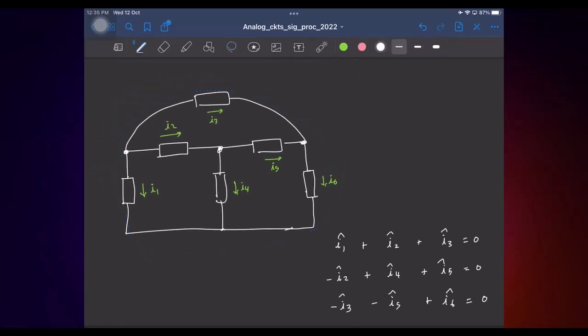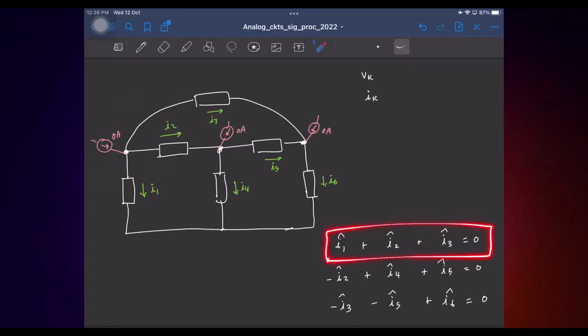Now let's say in the first network, at each of these nodes, I inject a 0 amp current. What do you think will happen to the branch voltages? No change. So the branch voltage is still Vk, and the current flowing through each of these branches is Ik. Fine. So now I know that I1 hat plus I2 hat plus I3 hat is 0.